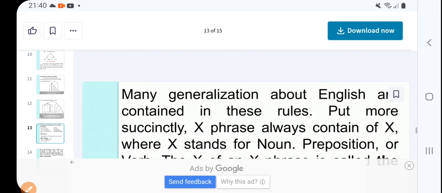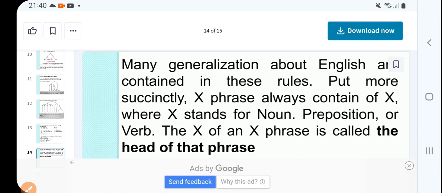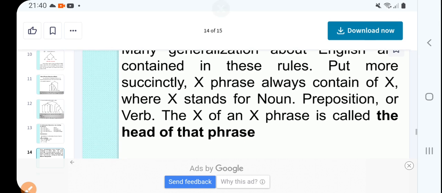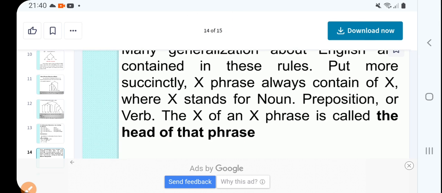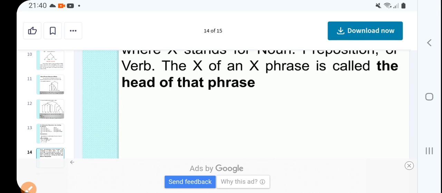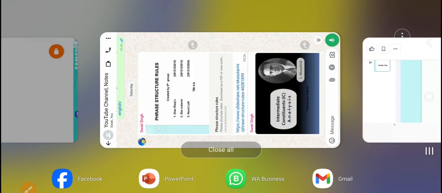So many generalizations about English are contained in these rules. Put more succinctly, an X phrase always contains an X. And the X of an X phrase is called the head of the phrase. The head of the phrase, we know that as the noun and so on, right? So that is something about the noun phrase.